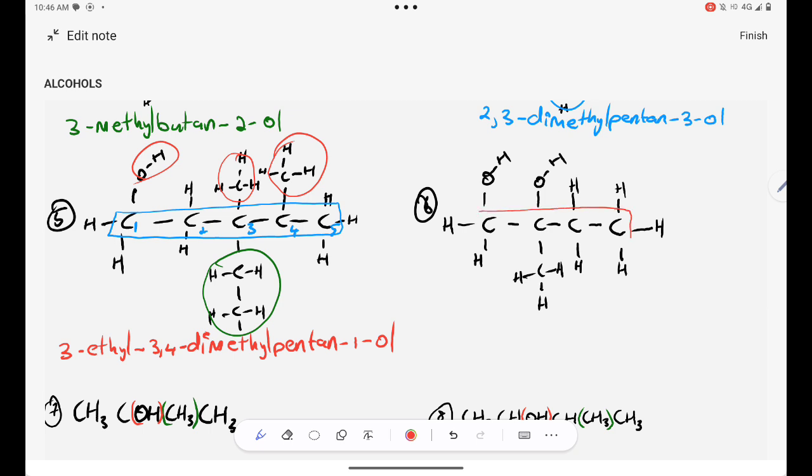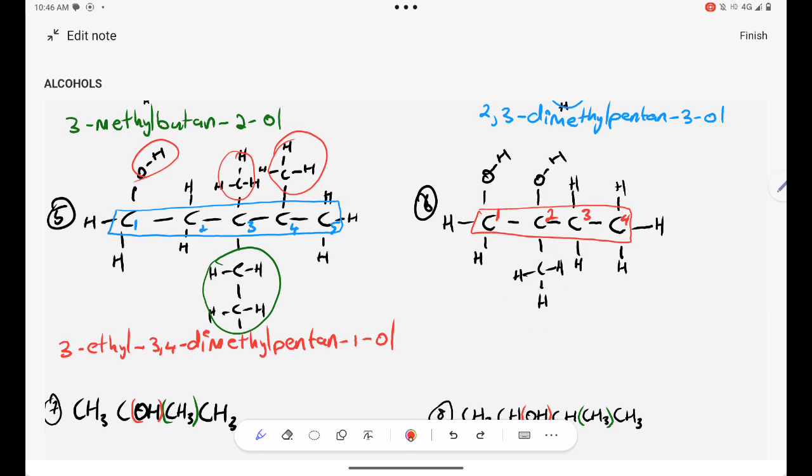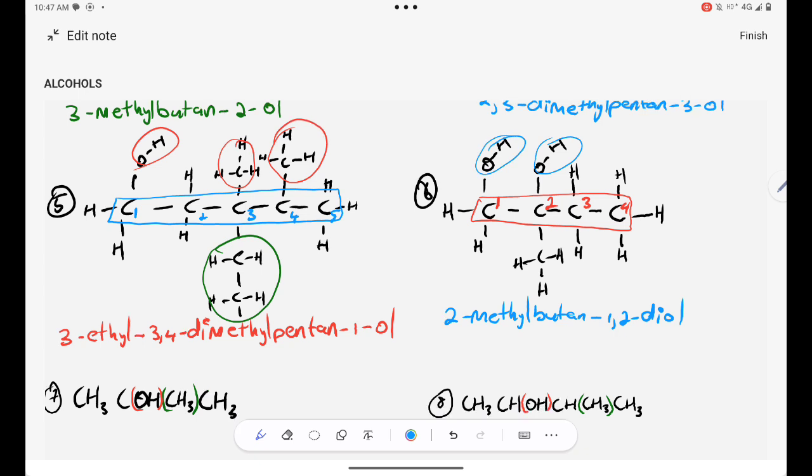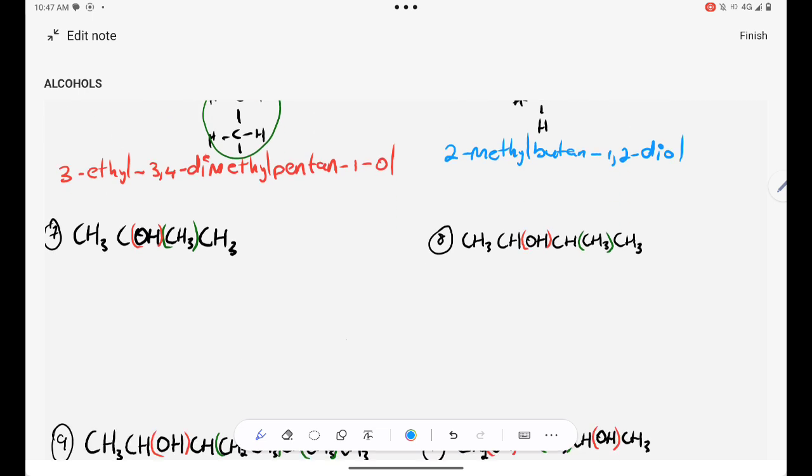For compound 6, yes, that's my parent chain, and this will be carbon number 1, 2, 3, and 4. And then at carbon number 2, I have a side chain over there. So the IUPAC name will simply be 2-methyl. It's 2-methyl, and then this is butane-1,2-diol. It's diol because I have 2 hydroxide ions there. Okay.